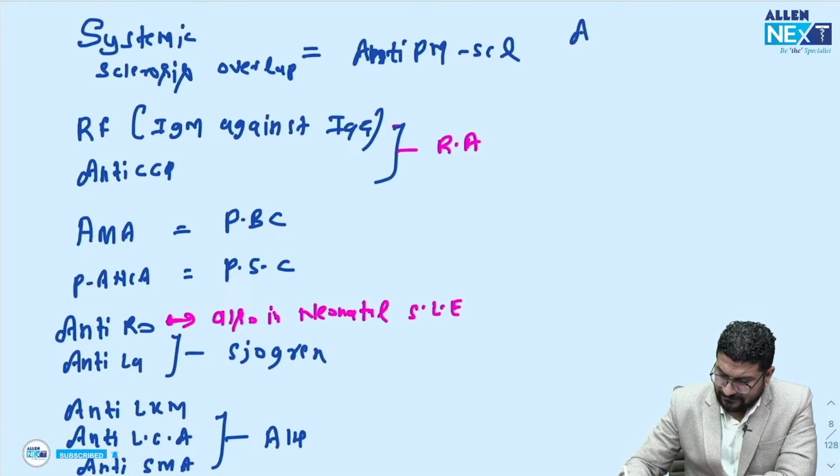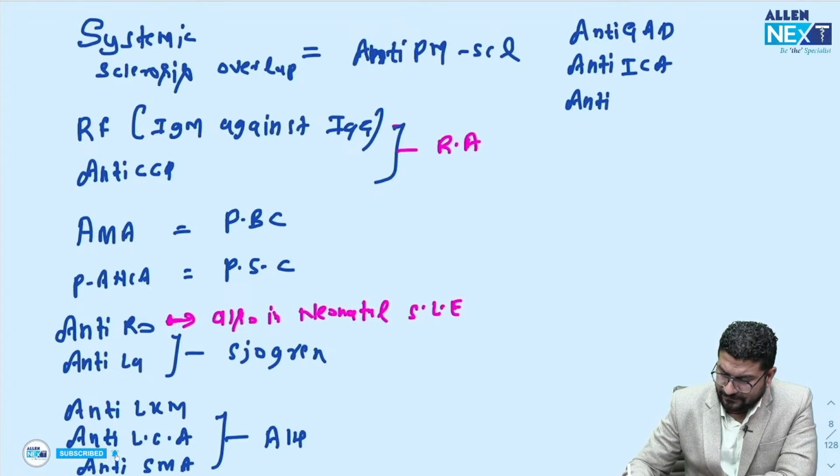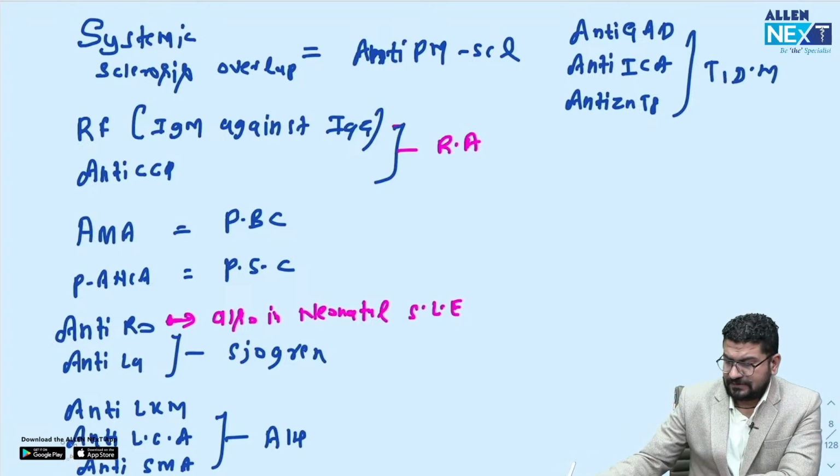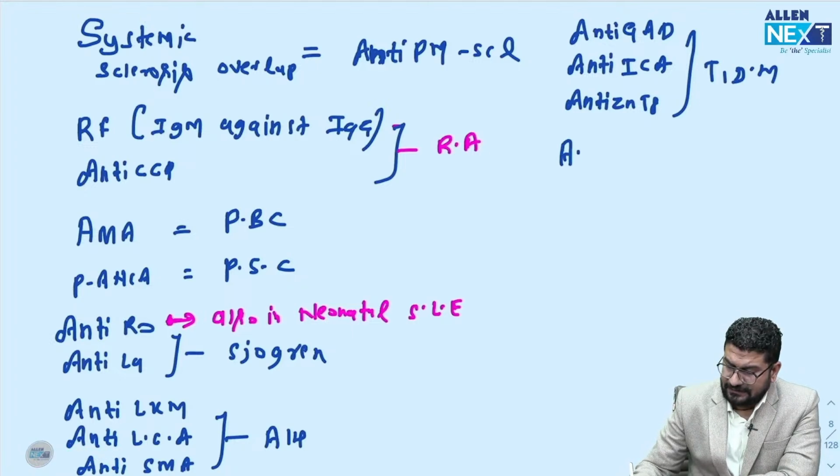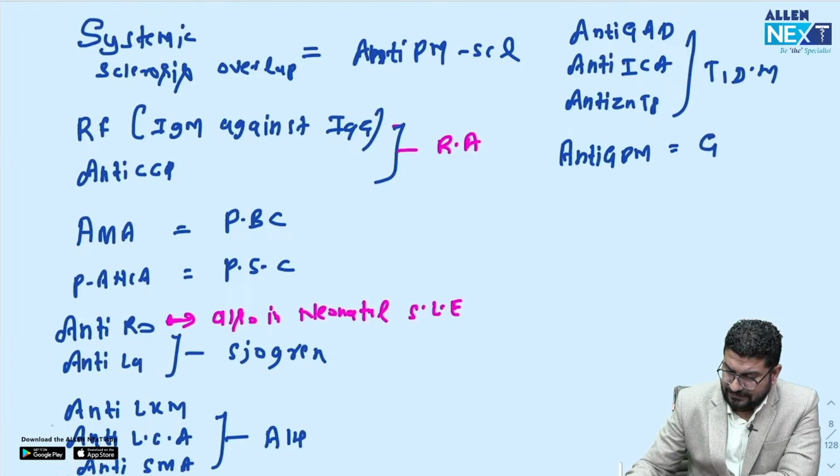Then we have anti-GAD, glutamic acid decarboxylase. Then we have anti-ICA, meaning islet cell antibody, and anti-ZnT8, zinc transporter 8. So these are seen in type 1 diabetes mellitus. If you see a person who is having antibodies like anti-GBM, we see it in Goodpasture syndrome.